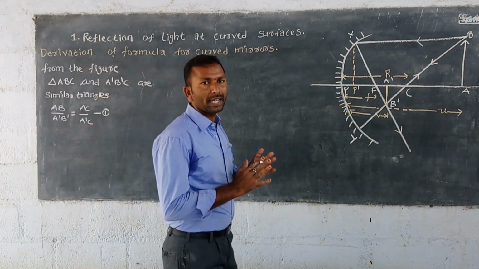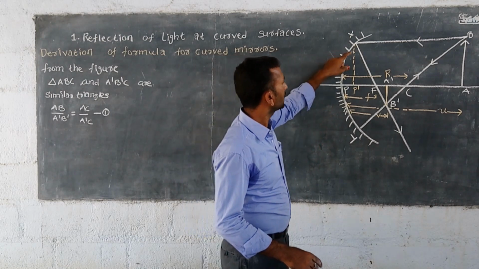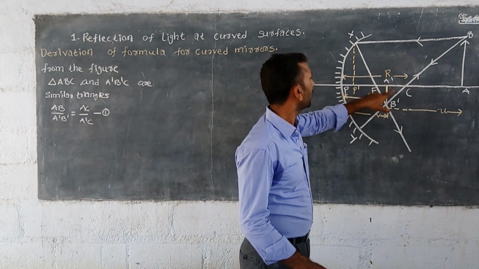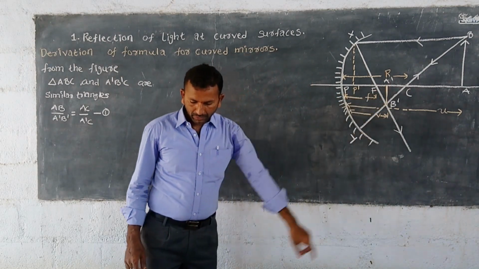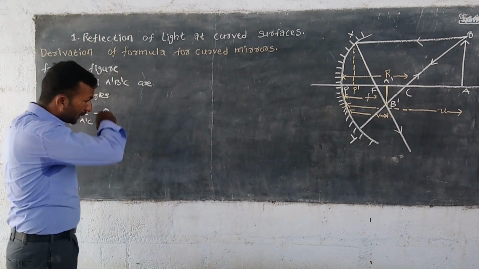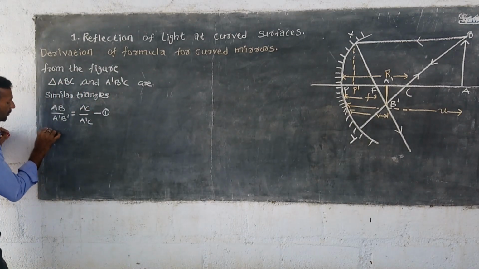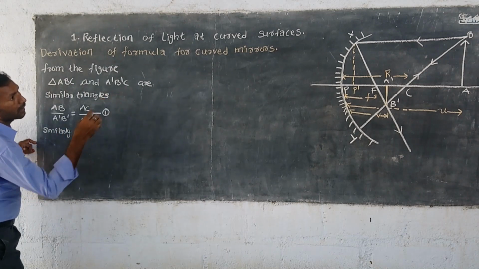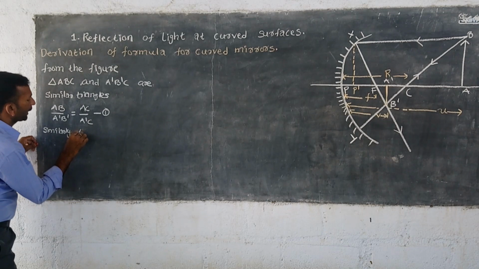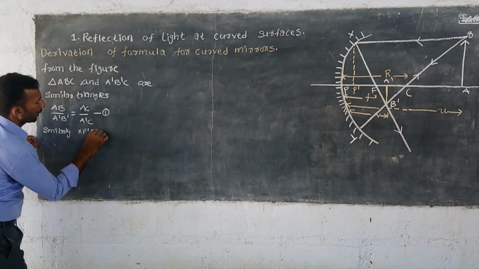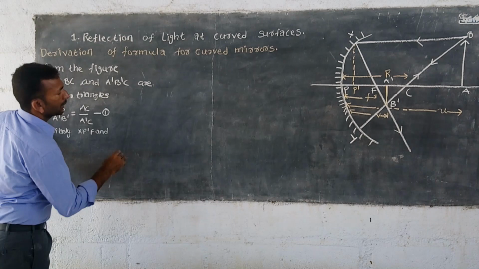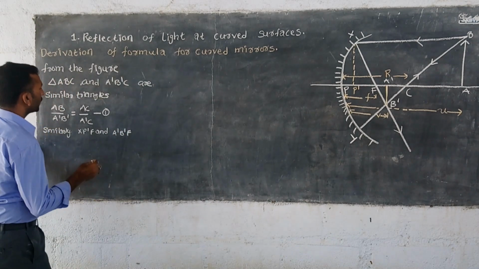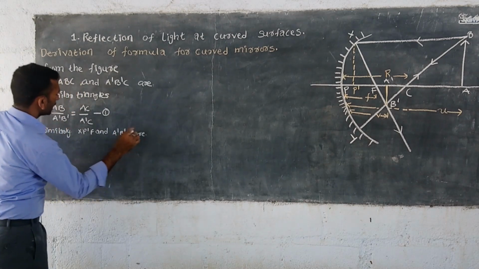And another two triangles are there in the figure, that is XP'F and A'B'F. Similarly, what are the two triangles? XP'F and A'B'F are similar triangles.